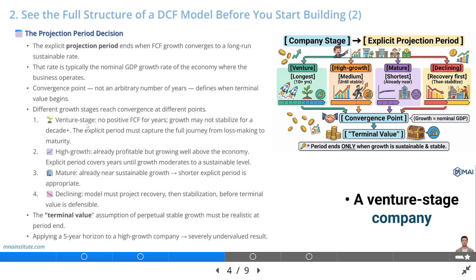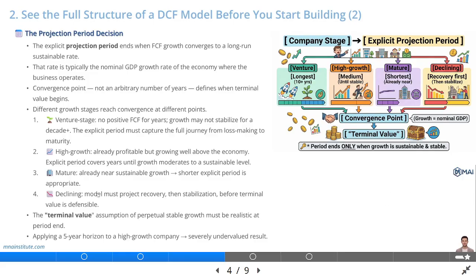A venture stage company may not generate positive free cash flow for several years, and its growth trajectory may not stabilize for a decade or more. In this case, the explicit period must capture the full journey from loss-making to maturity. A high-growth company is already generating profits but is growing well above the economy. The explicit period covers the years until growth moderates to a sustainable level. A mature company already operates close to that sustainable level. A shorter explicit period is appropriate because convergence has largely occurred.